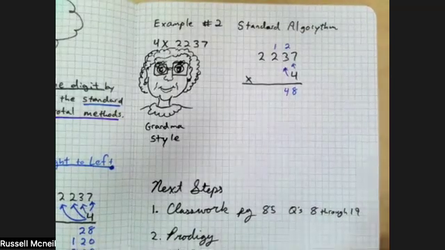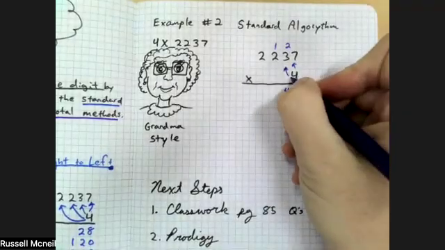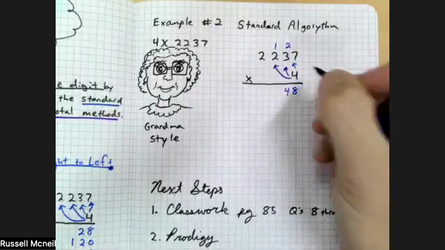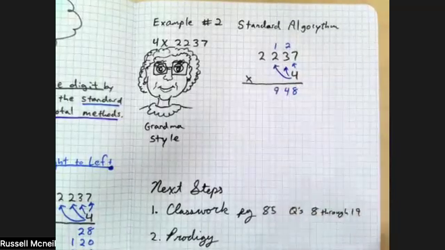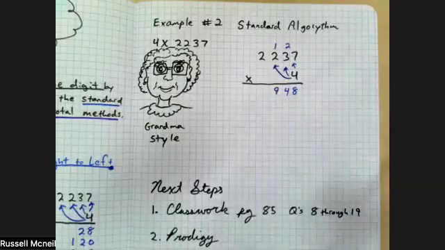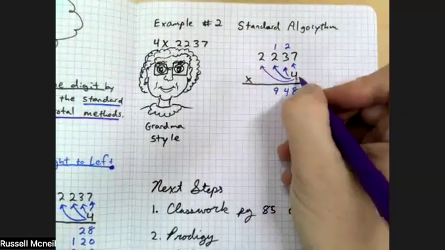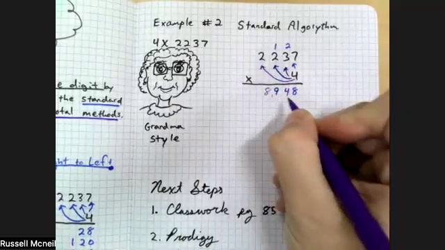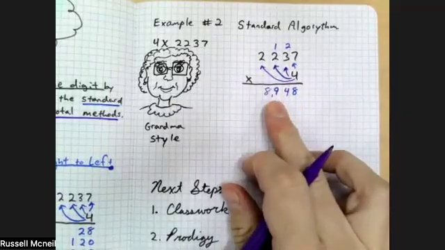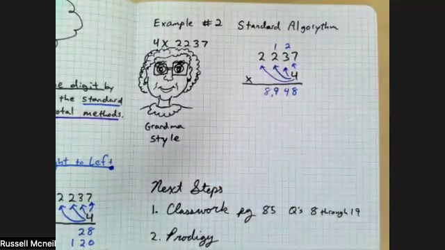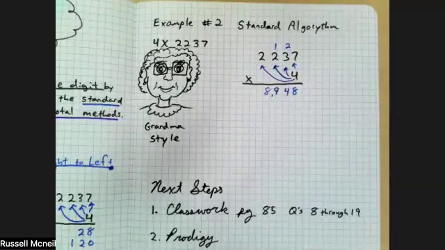And I'm running out of colors. I've got a darker blue here. Let's go with that. I'm going to go 4 times 2. 4 times 2 is 8, plus 1, I get 9. Go back to my purple. Now I'm doing 4 times 2 again. I get 8. Oh, wouldn't you know? I've got 8,948.